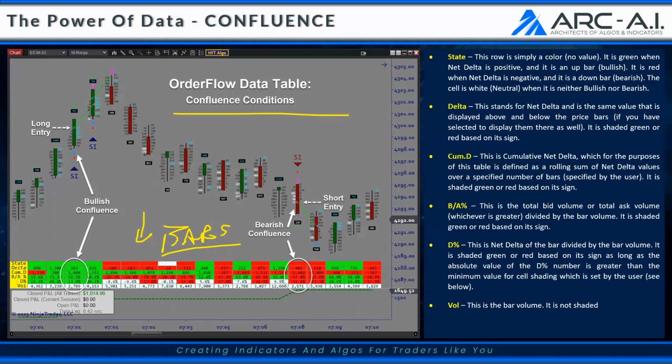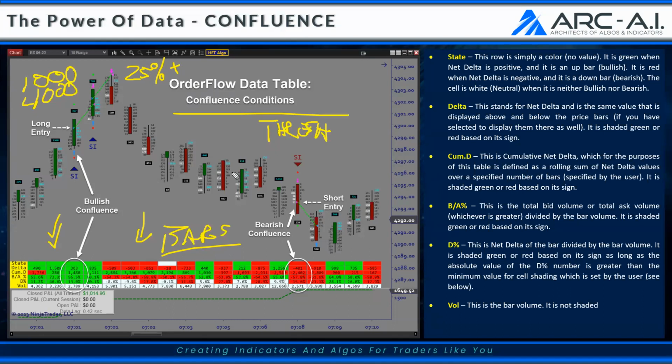And that confluence is that net delta has to be positive. Cumulative delta has to be positive over X amount of bars, however much you tell it. The bid ask percentage obviously has to be positive. The percent delta has to be above a certain threshold. So what this is doing is it's now taking it a step further to say, if your net delta is 1,000 and your volume is 4,000, well, then that's 25% net positive delta, which is very important to know.